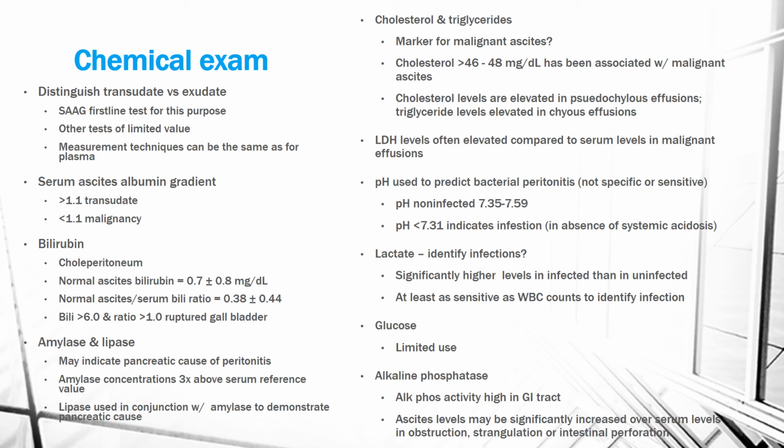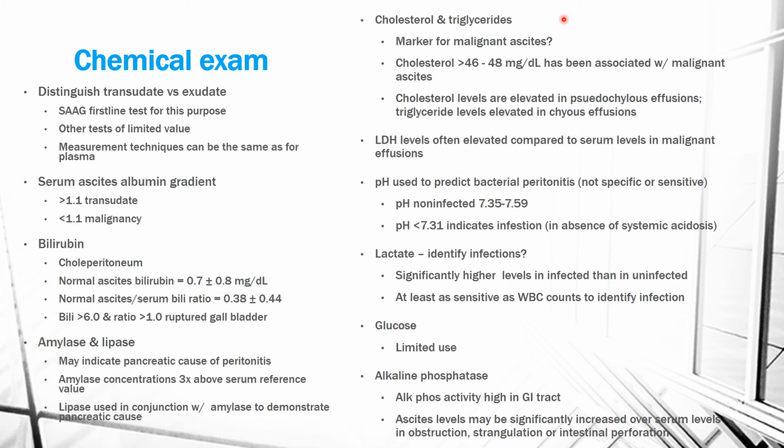They're, again, not very specific, but they help to turn a doctor away from maybe the gallbladder and start to look at the pancreas, okay? And the concentrations that we're looking at, PD fluid is generally about 3 times above the serum reference value. Lipase, you're going to use it in conjunction with amylase. You have to look at both of them in order to determine if the patient has a pancreatic issue that's causing the peritonitis. Okay.